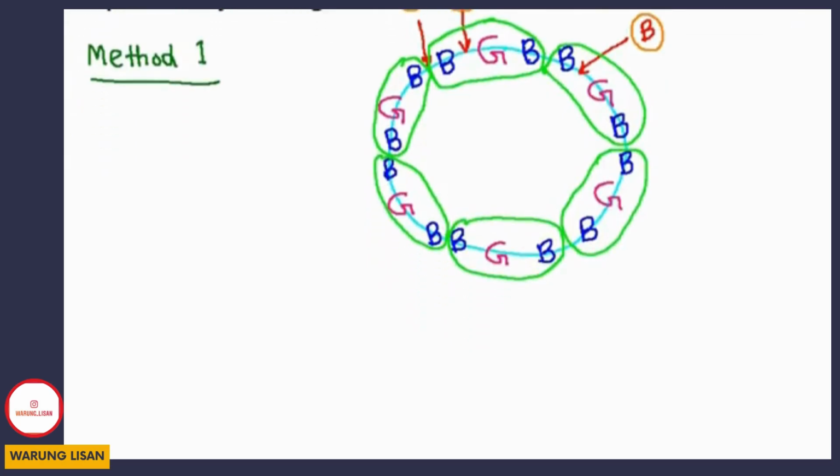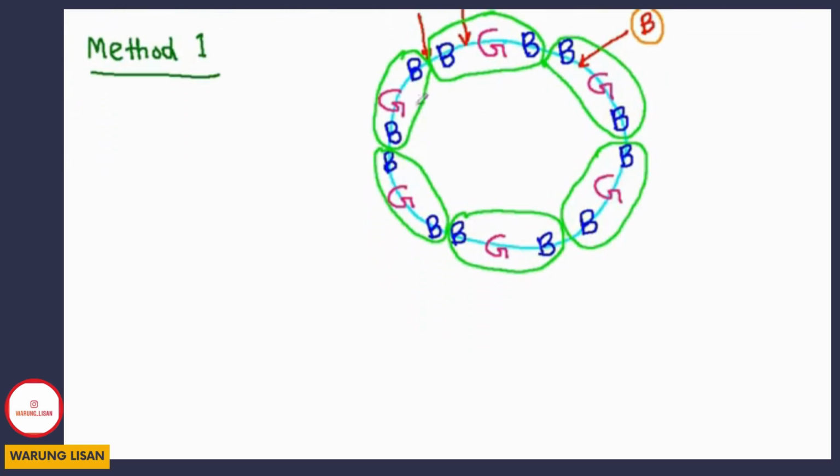So here we have 6 girls, G1, G2, G3, G4, G5 and G6. And to make a group for G1, we have to select 2 boys out of 15 boys. So we can select 2 boys out of 15 boys in 15C2 ways, and these 2 boys can also be arranged in 2 factorial ways.